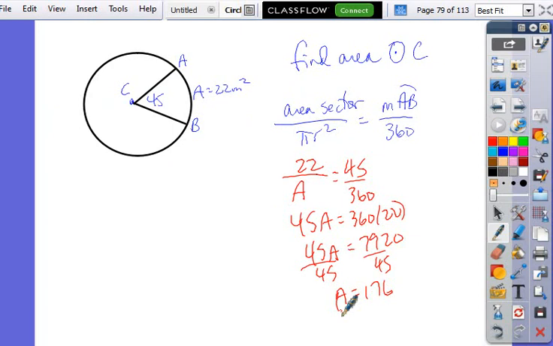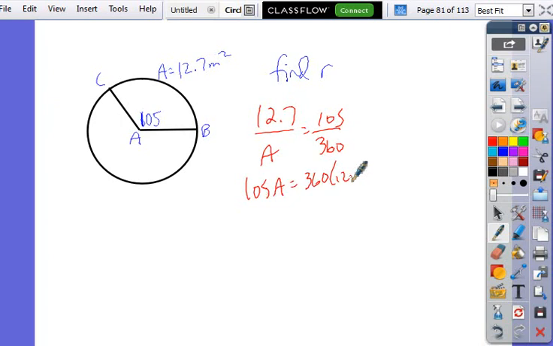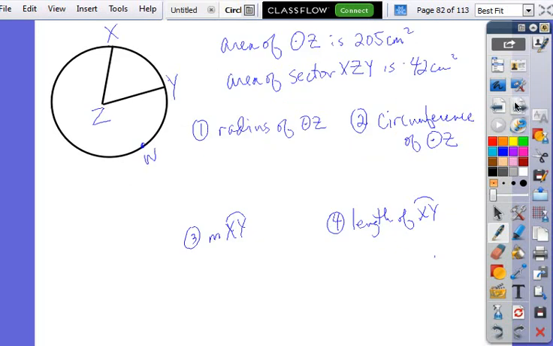Alright. If it says find the radius, well, start by finding the area. I'll cross multiply. Not going to work it all the way out. You would get your number for area. Then I'm going to go back and say, well, there's my area equals pi r squared. Divide by pi. Whatever number you get, square root it, and you got your answer. This one killed us on the quiz.